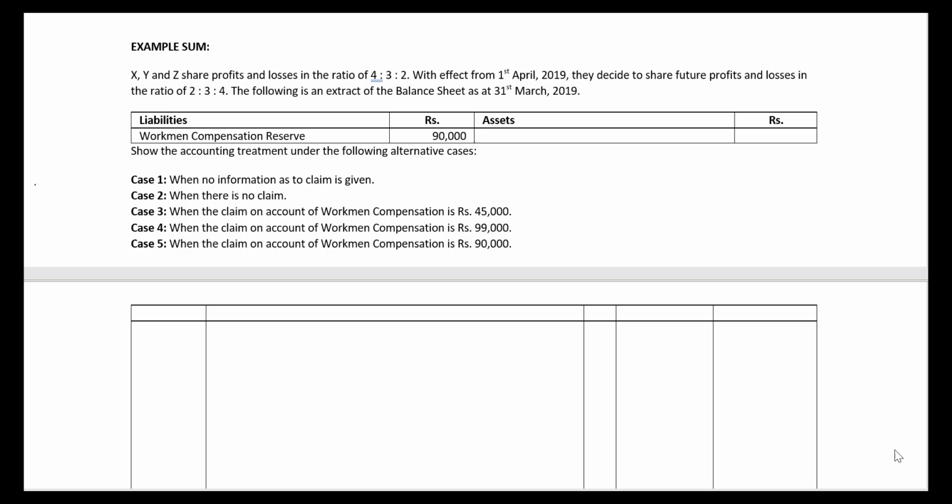We are asked to show the accounting treatment under the following alternative cases. We have 5 cases given to us and we are asked to give the accounting treatment under each of these 5 cases.